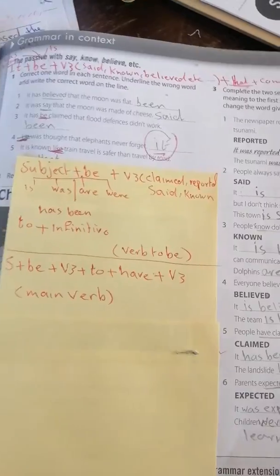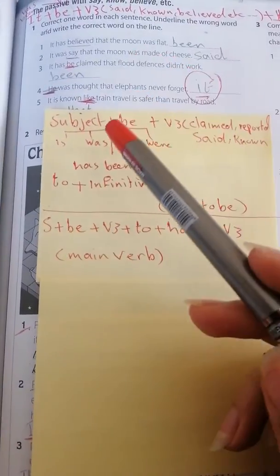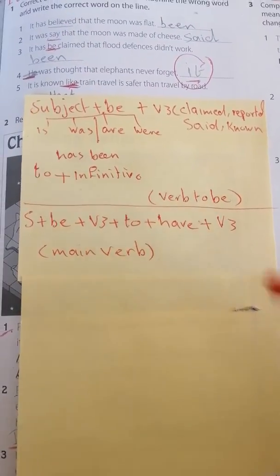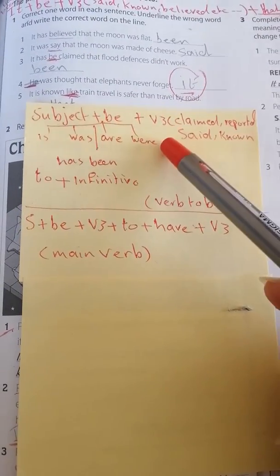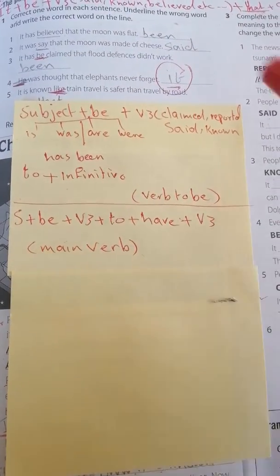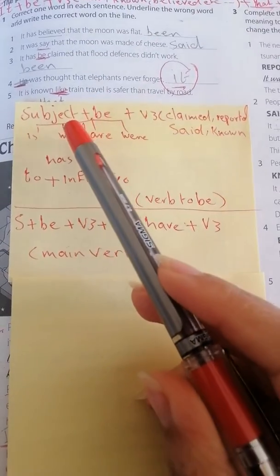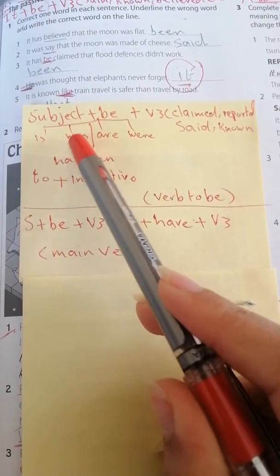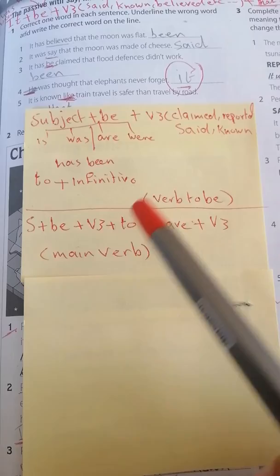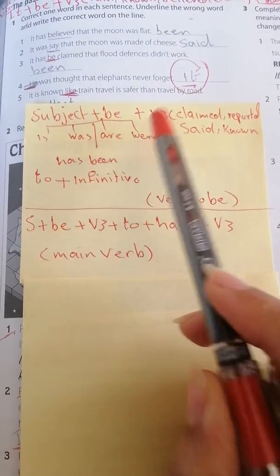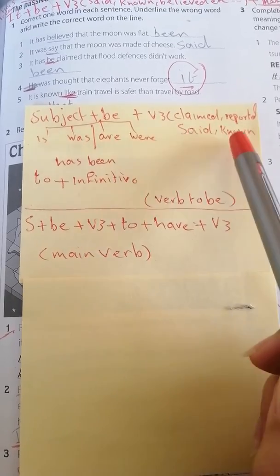Now, let me remind you of the two rules again. We said instead of using it, we can use the subject, okay? And we have also two rules. One when I have verb to be in the sentence and one when I have a main verb. When I have verb to be, I use the subject and then verb to be, either is, was, are, were, or has been, and it depends on the time of the first sentence. And then I should have verb 3 from claimed, reported, said, or known.